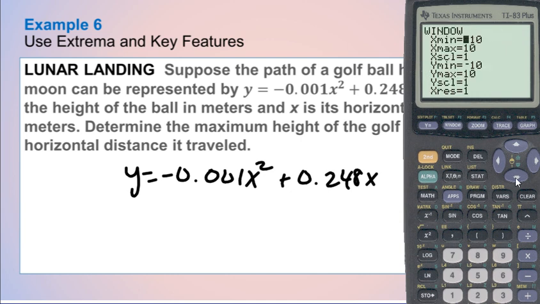And let's change my Windows settings. I'll make the x maximum 100. I'm just guessing here because I'm not sure exactly how far it's going to go. The y minimum, I'm just going to keep at negative 10. The maximum, the heights, I'll just be generous and put it at 100. Count these by 10. And then let's see, graph.